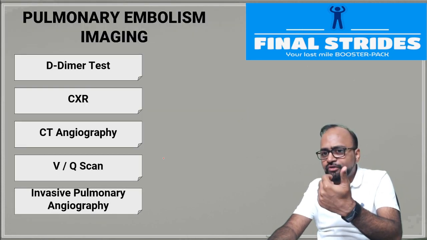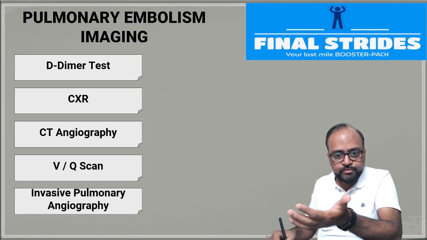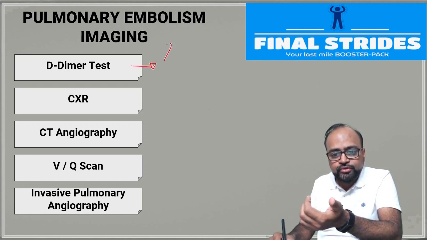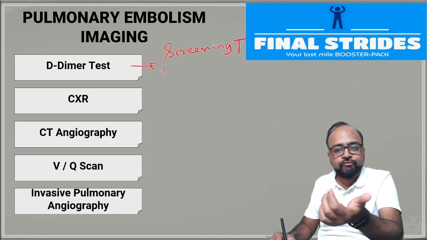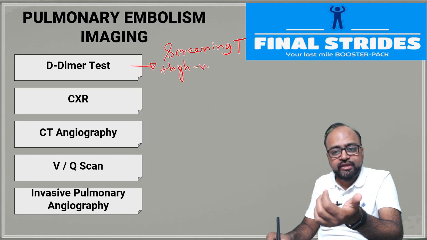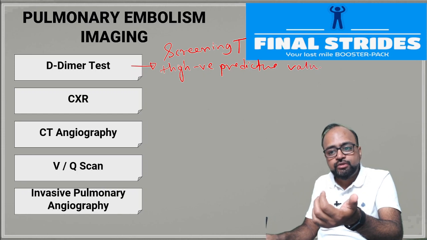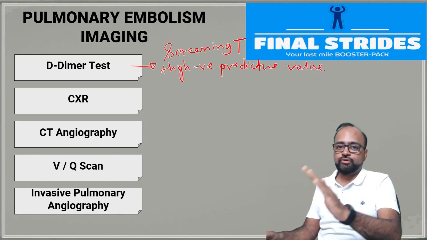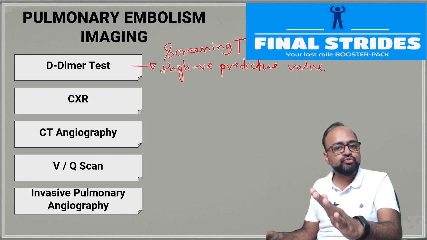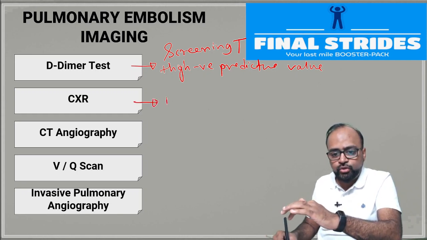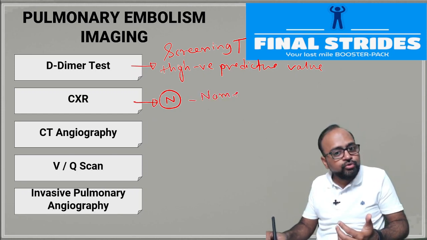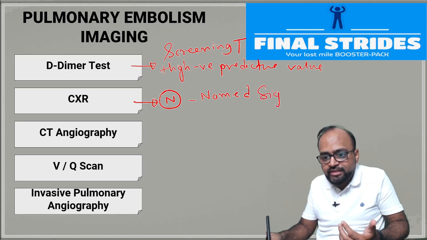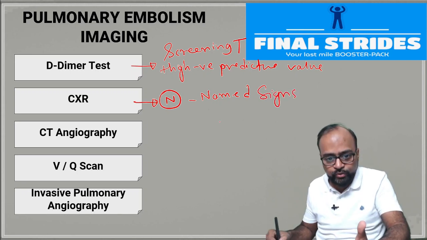Yes. Now what is the role of various imaging modalities in pulmonary embolism? See, a D-dimer test is usually done as a screening test, remember, right? It has a very high negative predictive value. That is, if the D-dimer test is normal, it means that the patient does not have pulmonary embolism. So that is used as a screening test. Chest X-ray is normal in most of the cases. However, in olden days, because it was the only modality available, a lot of named signs have been described on a chest X-ray. We are going to discuss that very quickly.